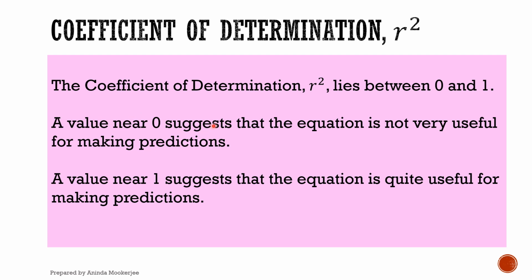A value near 0 suggests that the equation is not very useful for making predictions. If it is close to 0, that means it's useless as a predictor of y. A value near 1 suggests the equation is quite useful for making predictions. In fact, the closer it is to 1, the more useful it is. It's a perfect equation, but if it is closer to 0, that means it's a poor predictor. And if it is in between 0 and 1, maybe 0.5 or 0.6, that means it's moderately useful in making predictions.